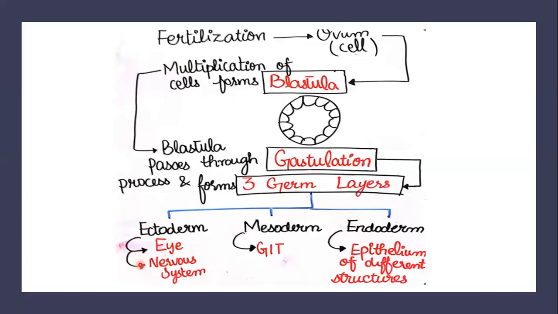So the ectoderm helps in the development of the eye and the nervous system. The mesoderm helps in the development of the gastrointestinal tract and other structures, and the endoderm helps in the development of the epithelium of all the structures, right? So the epithelium is made from the endoderm, the mesoderm helps in the GIT, and the ectoderm is basically helping in the development of the eye. Because we are discussing the embryology or development of the eye, we'll just discuss the ectoderm over here, and how the ectoderm changes into the eye.